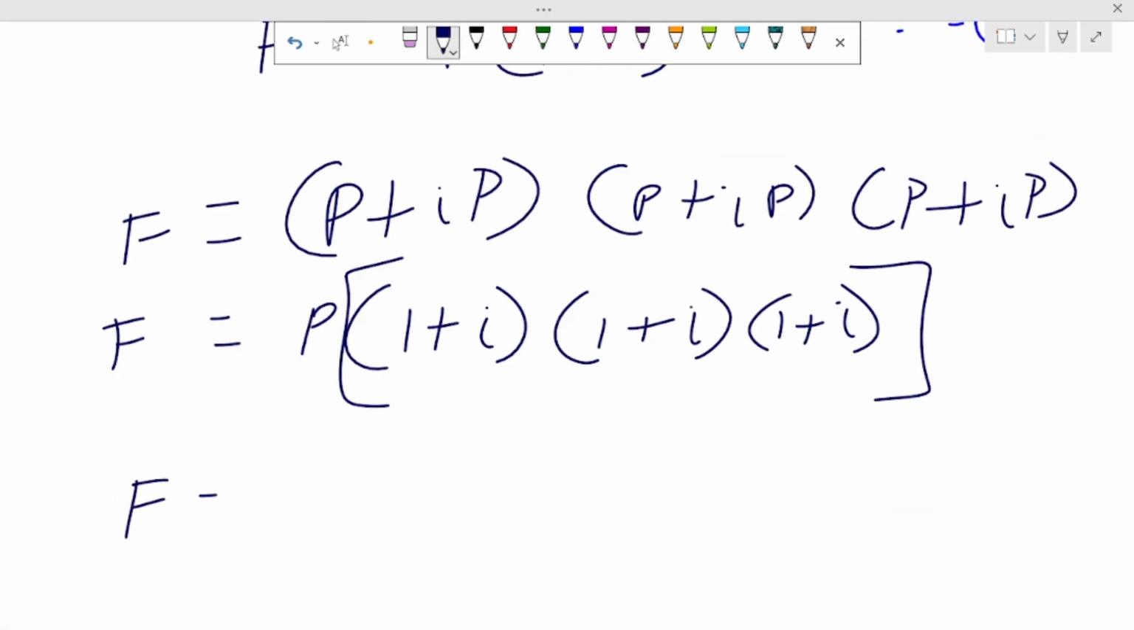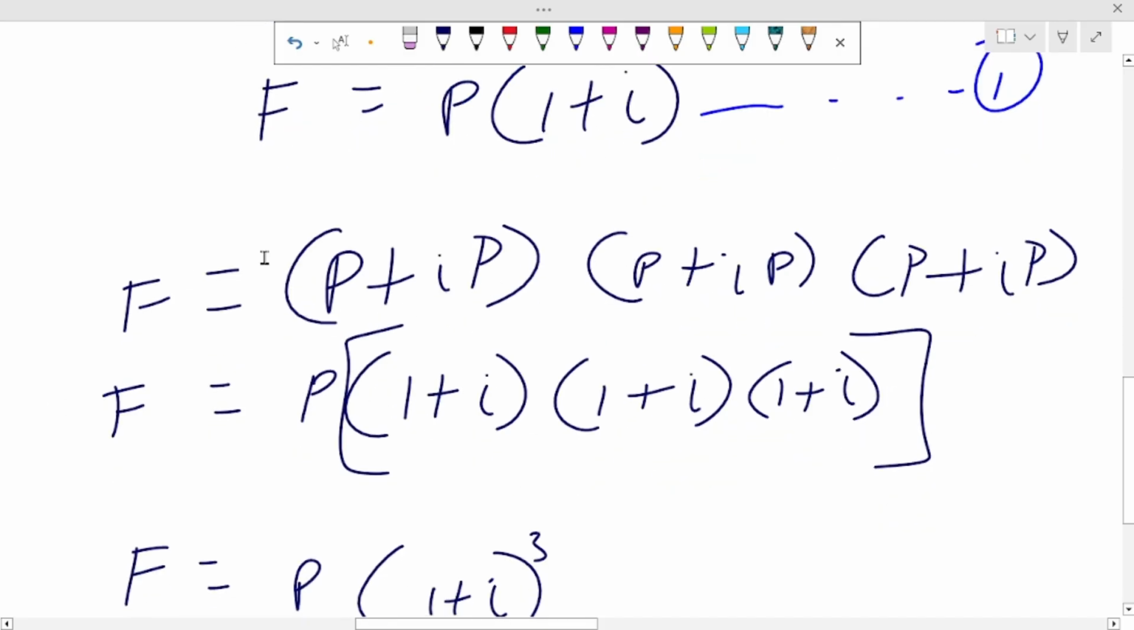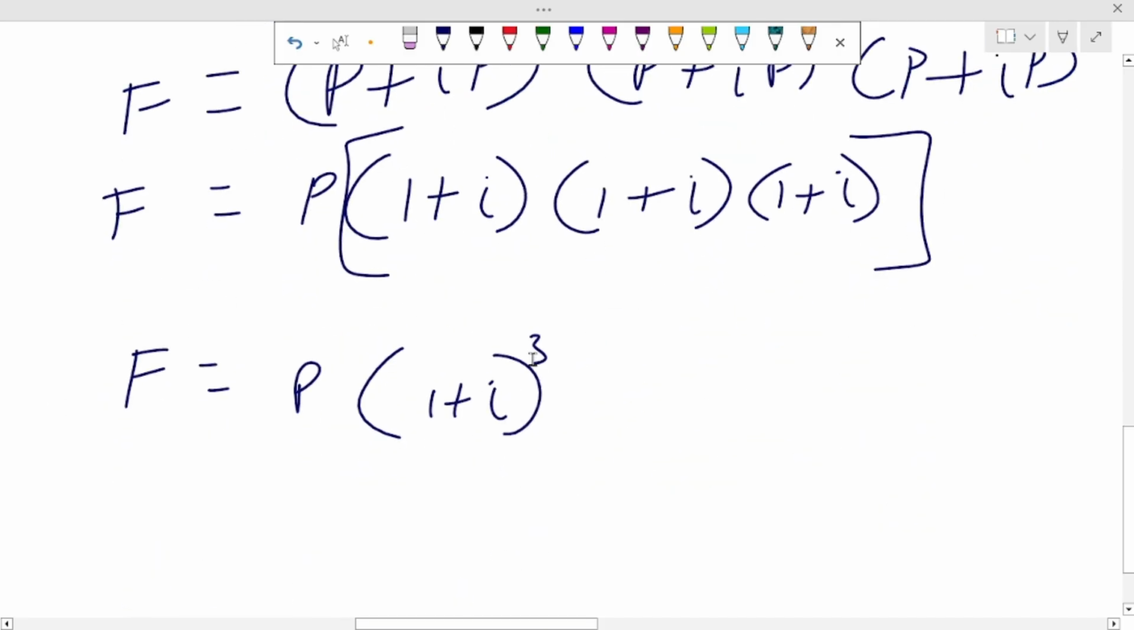So what will this give us? This will give us what? P. When you have the same thing, this multiplied by this and multiplied by this, it's just like saying A times A times A. This is equal to what? A cube. Is that not so? Also, seeing that all these are the same, it means we are going to have what? 1 plus I raised to power 3. Good. Now that means for 3 years you have this same thing raised to power 3.